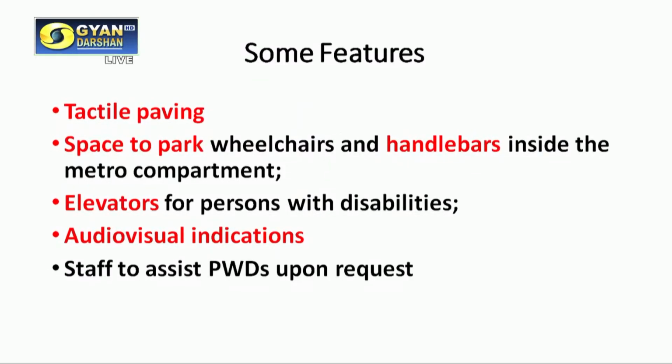So what are some of the important features here? There is space to keep the wheelchair inside the metro compartment. There are handlebars that persons can hold on to. There are elevators at the metro stations that can be used by persons with disabilities or those who are finding it difficult to move. Audiovisual indicators.